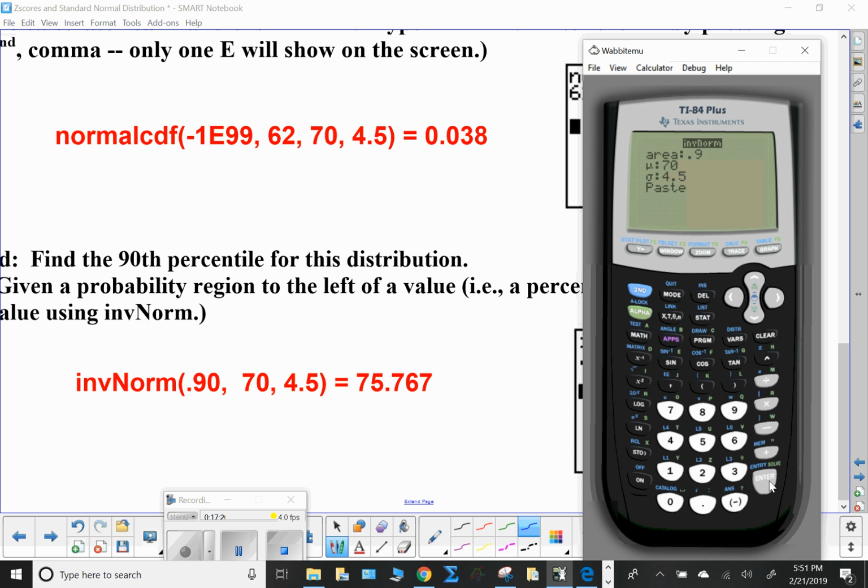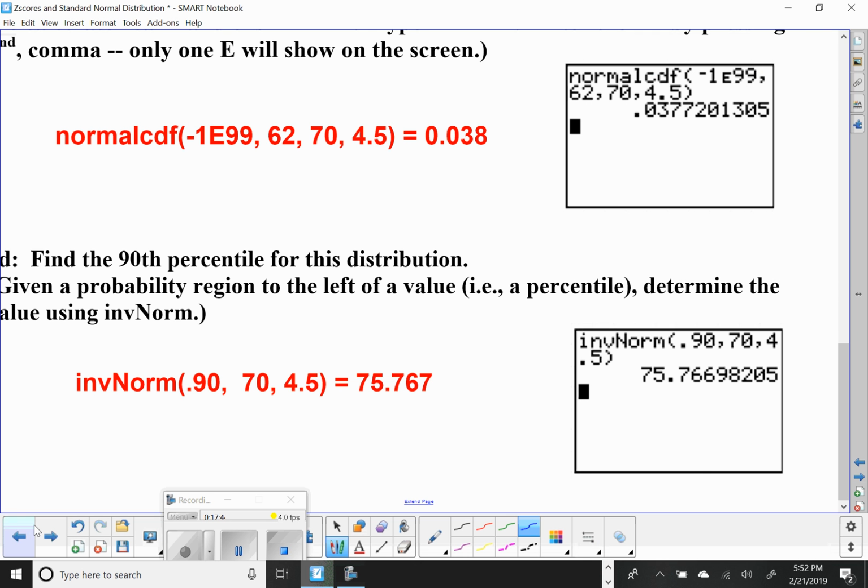Come down and I paste, and I hit enter, and it tells me that if you have a score or a value of 75.76666, etc., then you are in the 90th percentile. Okay? 90% of the data is below that number. That's what it's telling you.